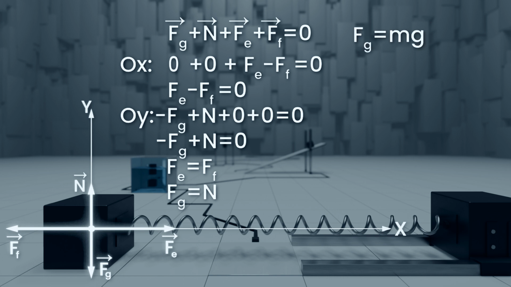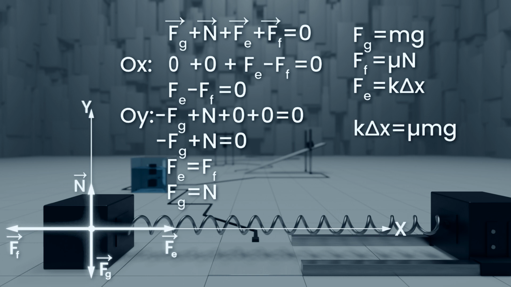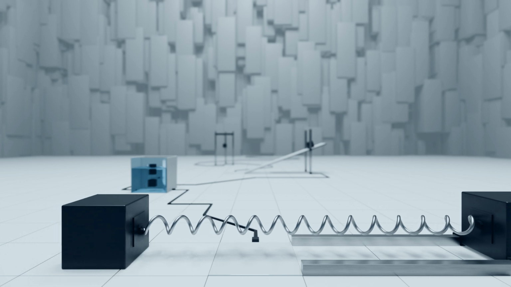At the moment the block begins to move, the friction reaches its maximum possible value, which is given by the product of the coefficient of friction and the normal force. The elastic force depends on the spring constant K and is proportional to the extension of the spring. This means that at the moment the block starts moving, the following equation holds. By measuring the extension of the spring at the moment the block starts moving, we can calculate the coefficient of friction, which describes how much friction the surface provides. Let's move on to the next example.